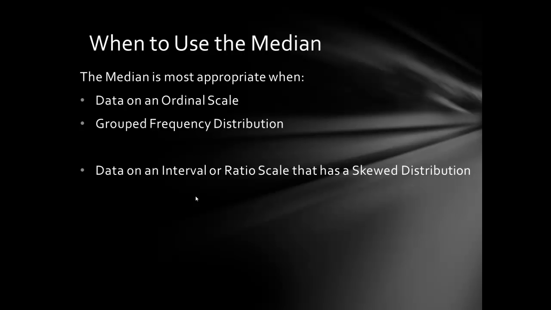Then the grouped frequency distribution, you can go ahead and use the median. And it makes sense because you have the full range of scores represented. You just have them in groups. Then if you have data that's on an interval or ratio scale that has a skewed distribution, then that's when you would use the median. And I'll show you pictures of that here in a little bit.